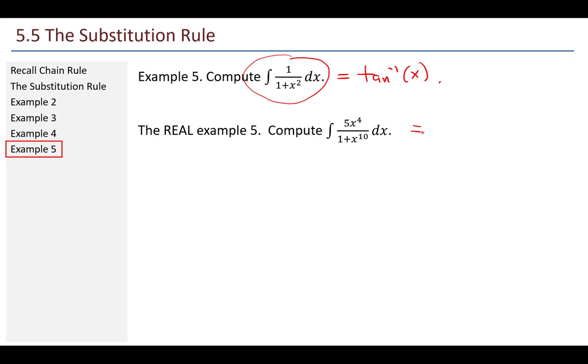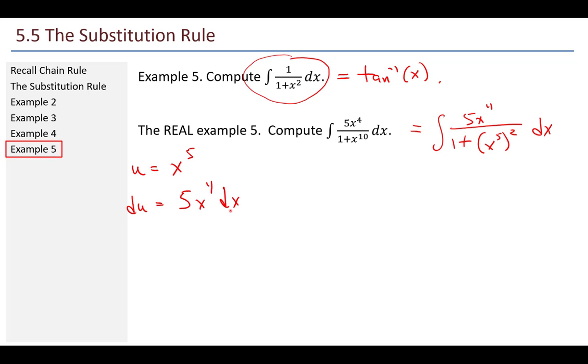Let me rewrite this problem. 5x to the 4 all over 1 plus x to the 5 squared. Now do you see it? I can really let u be x to the 5. Then du is 5 x to the 4 dx. So I'm in a nice situation where the u, x to the 5, is clearly given. And also the du, 5x to the 4 dx, is exactly what I see up above.